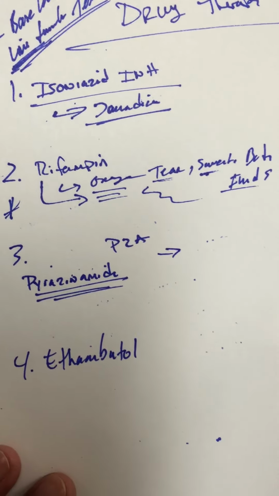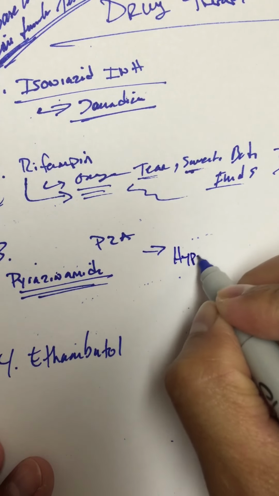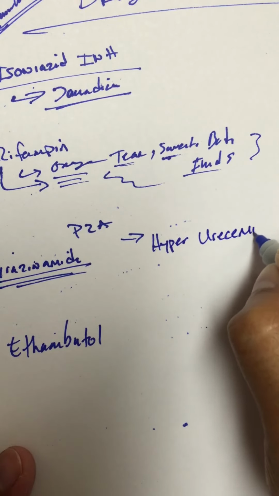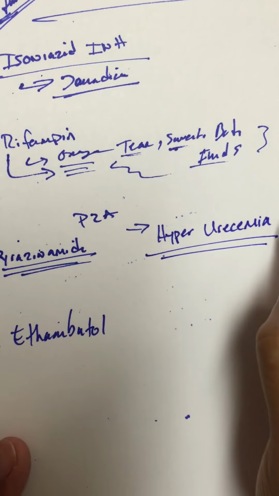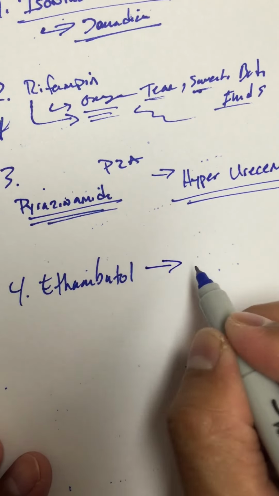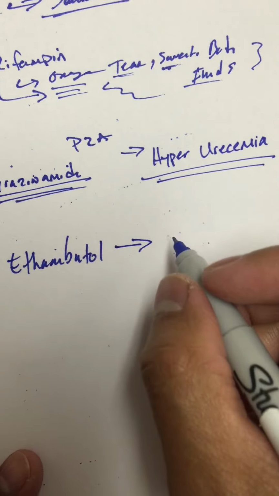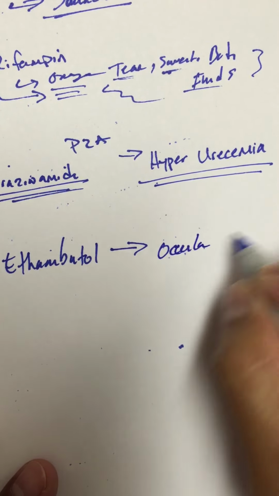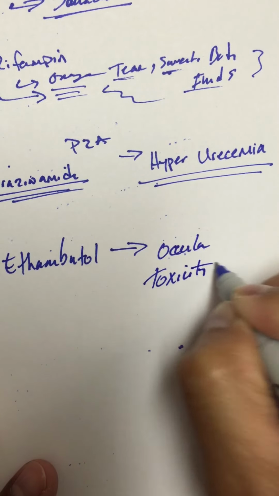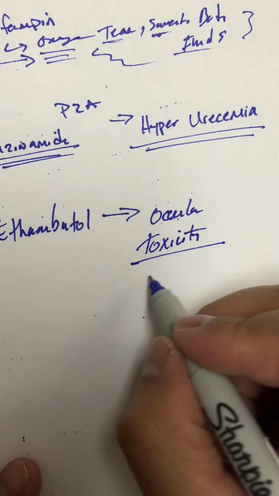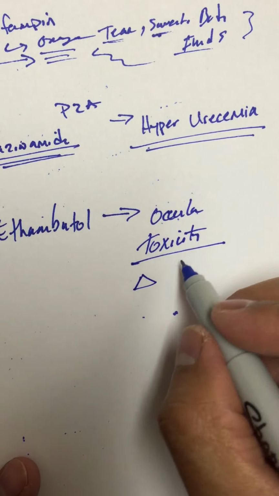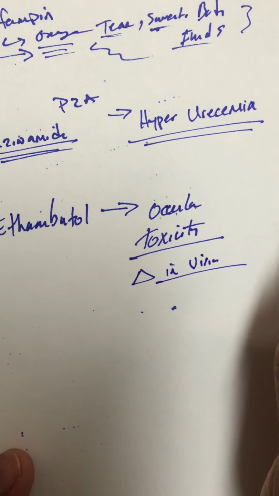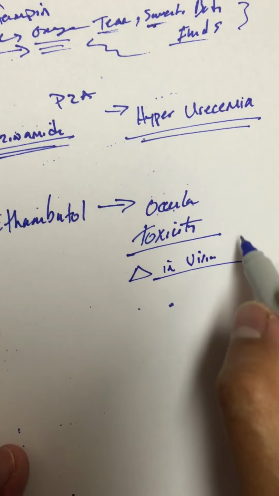PZA, again, it causes hepatitis. It also causes hyperuricemia. Ethambutol. This causes ocular toxicity. So make sure you tell your patient to report any changes in their vision. Any problems with seeing red or green colors.